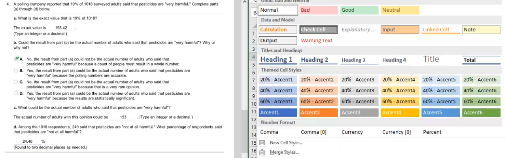Part C is what could be the actual number of adults who said the pesticides are very harmful. So just round this one. Here is the answer C. 193 is the whole number, could be the correct answer.